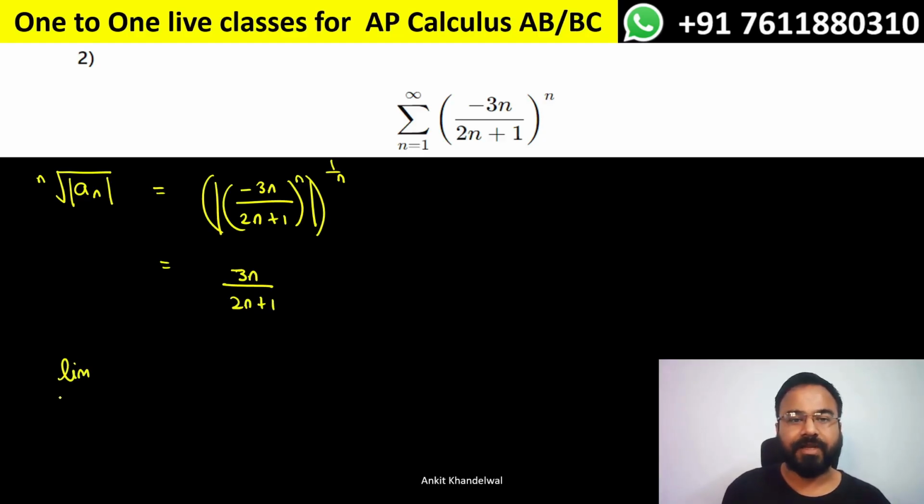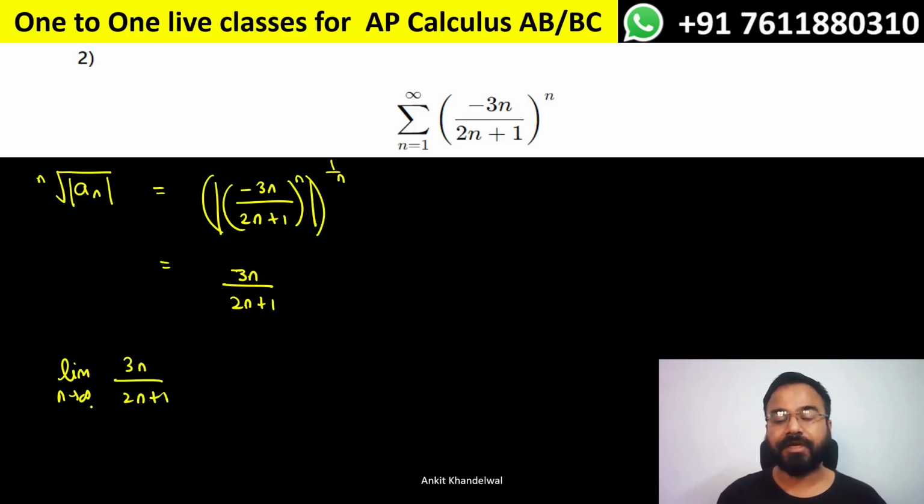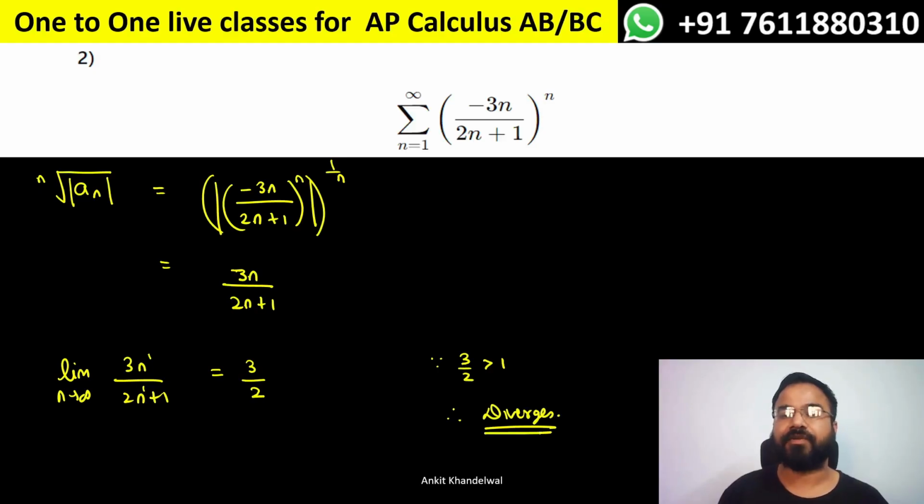Now we will calculate the limit as n tends to infinity of 3n upon 2n plus 1. You know that n is going toward infinity, and this is a polynomial divided by a polynomial. When we have a polynomial divided by a polynomial, we check the degree of the numerator and denominator. If the degree is the same, right now the degree is 1, then directly we can say that the ratio of the leading coefficients is the answer. The ratio of leading coefficients is 3 divided by 2, and since 3 upon 2 is greater than 1, this particular series diverges.